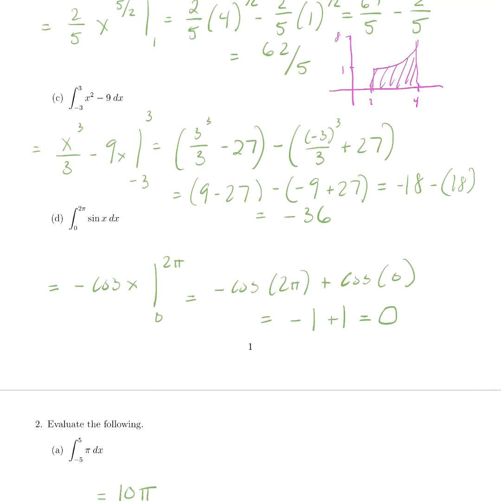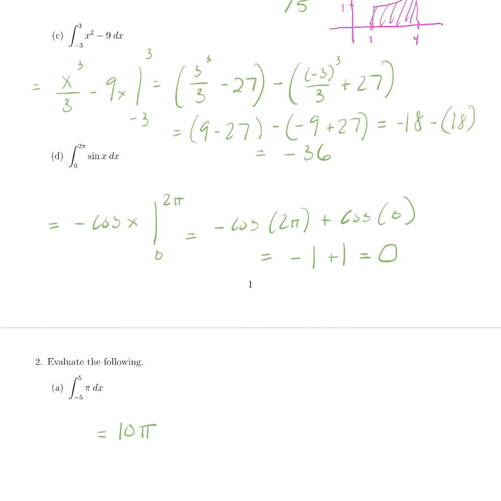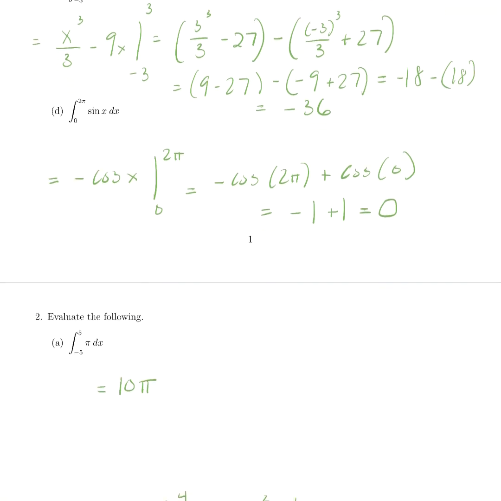Okay, x squared minus 9 from -3 to 3. Okay, well, let's see. What does that happen here? The antiderivative is x cubed over 3 minus 9x. We can evaluate that from -3 to 3. And if we're careful with our signs, we should get -36. And then we can think about whether that makes sense. And I'll draw this picture down here.